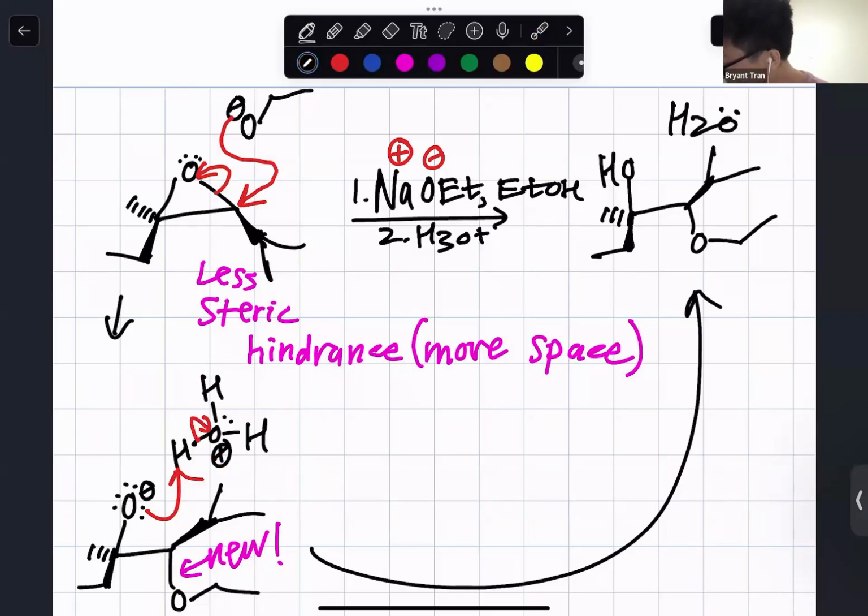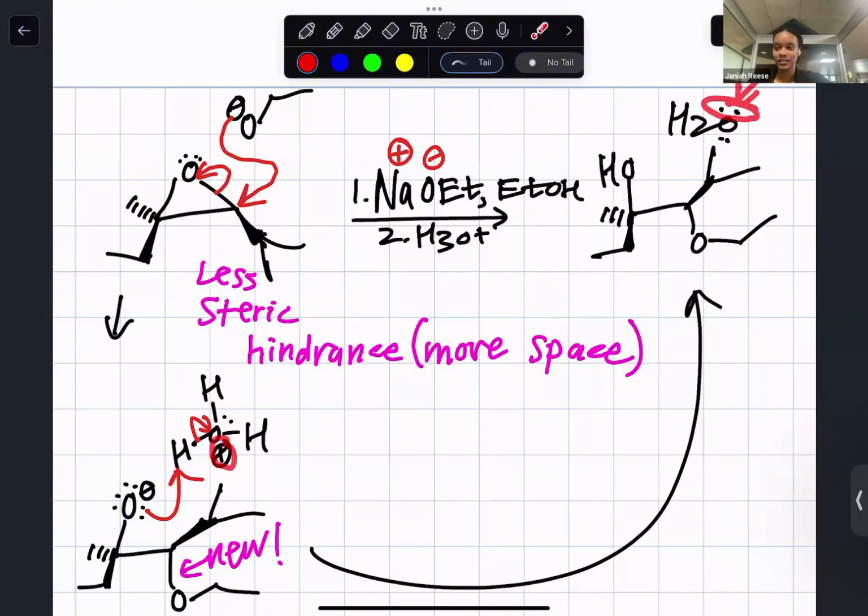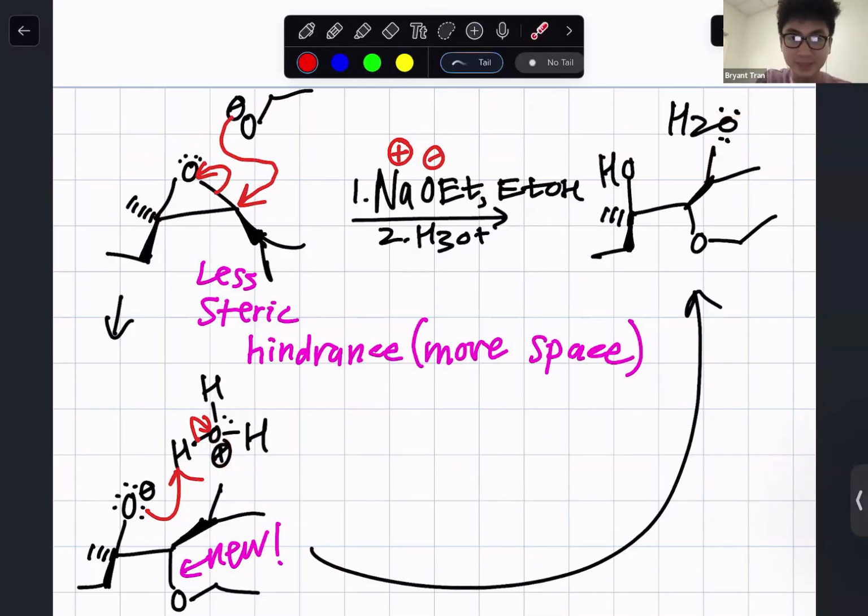And notice how before this oxygen here had a positive charge, but now it is neutral because it gained a pair of electrons. Right. So it's now neutral because it gained a pair. Right.